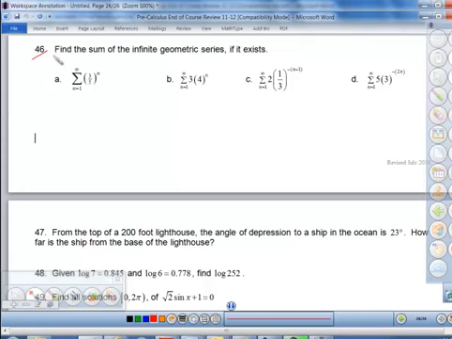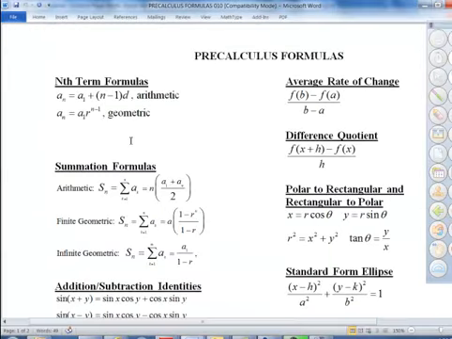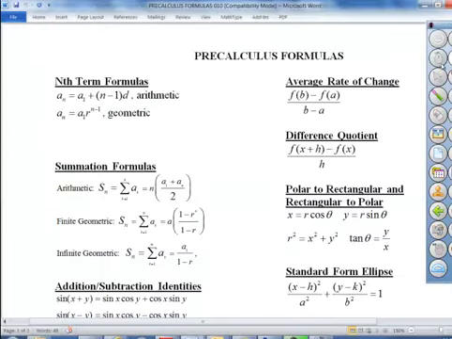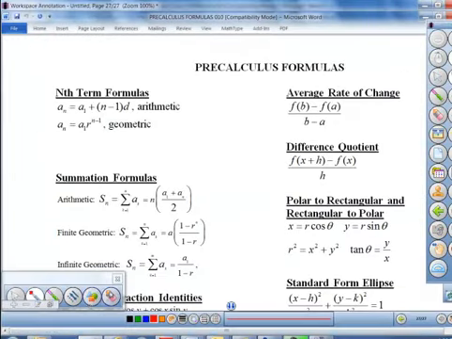Okay, class, number 46 is sum of an infinite geometric series. So in order to do that, we're going to look at our formula sheet over here. Where is it? Okay, sum of an infinite geometric series. So we're going to be using this thing. Well, let's go back to that. We're going to be using this guy right here.